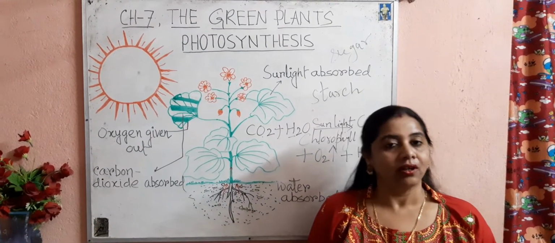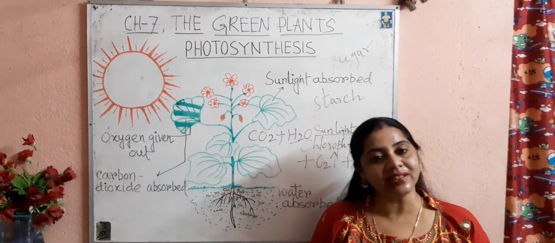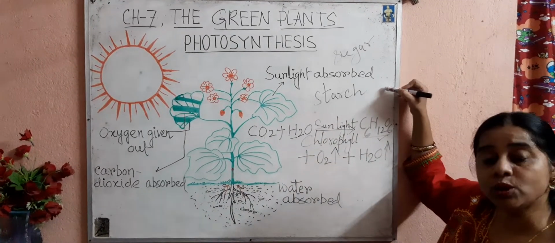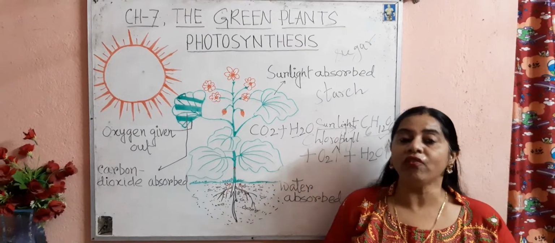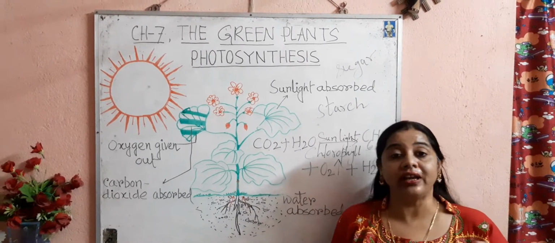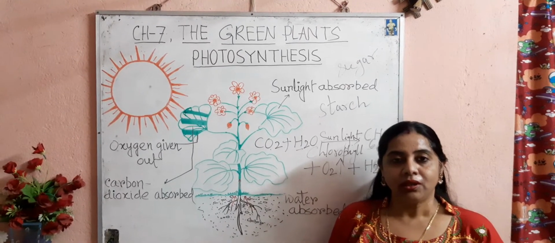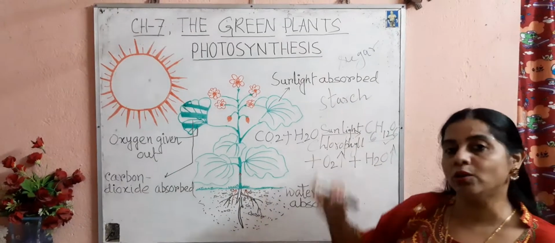Got it? Children, this is all about photosynthesis and the food, how it is used by the plants itself and how it is stored in different parts of a plant for the use of other organisms. Understood? This is all about today's topic, that is photosynthesis.